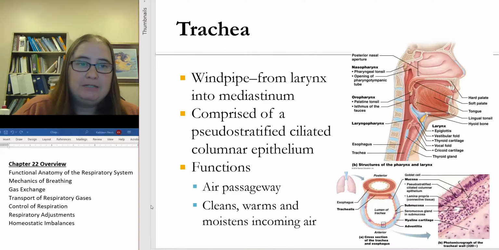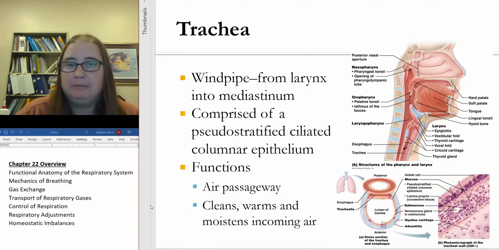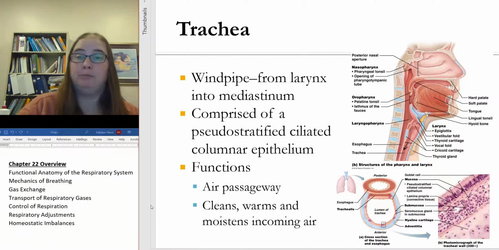So that brings us now down into our trachea. So this region here down is our trachea, also known as the windpipe. And it runs from the larynx all the way down to the mediastinum, where the trachea then branches into the primary bronchi.